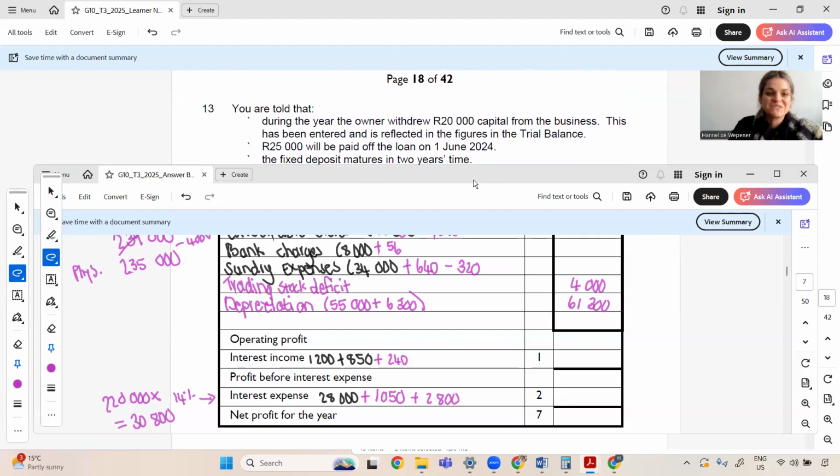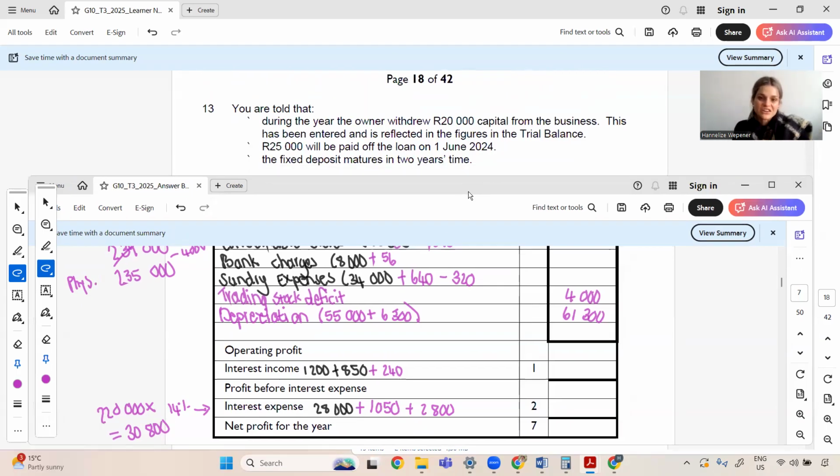You are told that during the year, the owner withdrew 20,000 Rand capital from the business. This has been entered and is reflected in the figures in the trial balance. That is relevant to your SFP because in the SFP, you are going to then show the movement in your owner's equity from the first day of your current financial year up until year end.